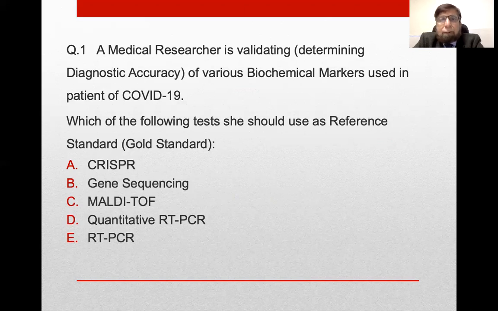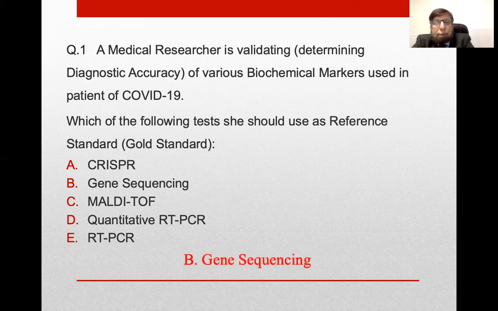A medical researcher is determining the diagnostic accuracy of various biochemical markers used in patients of COVID-19. Which of the following tests should she use as the reference standard, the gold standard? First is CRISPR, second is gene sequencing, MALDI-TOF, quantitative RT-PCR, and RT-PCR. So what do you think? Okay, it is the gene sequencing.